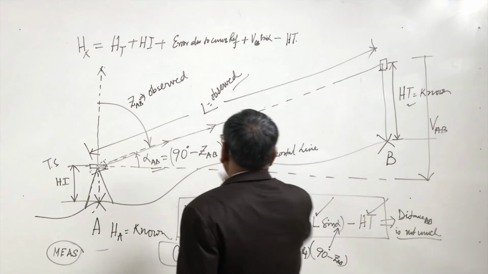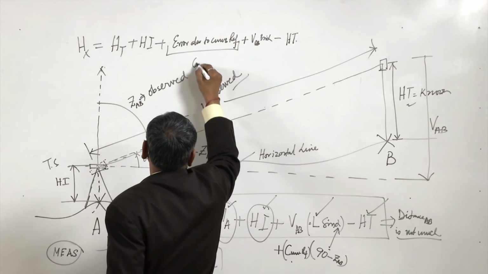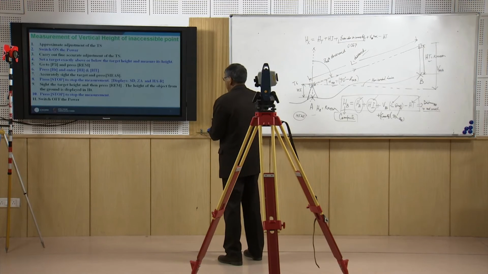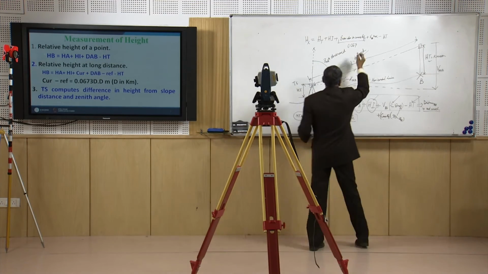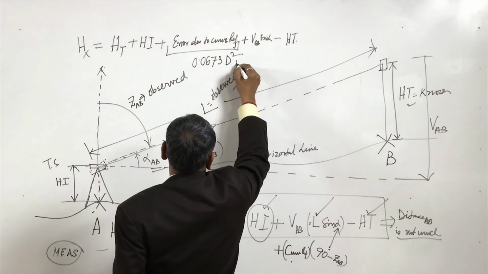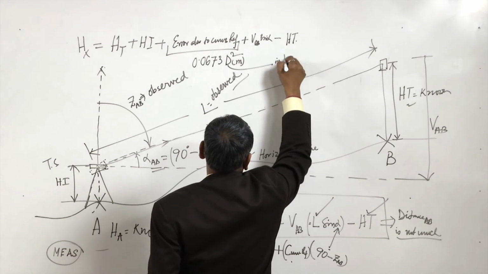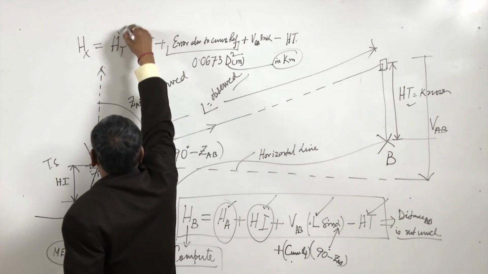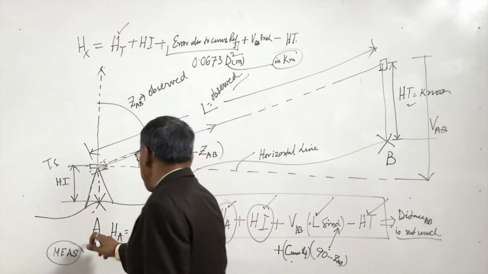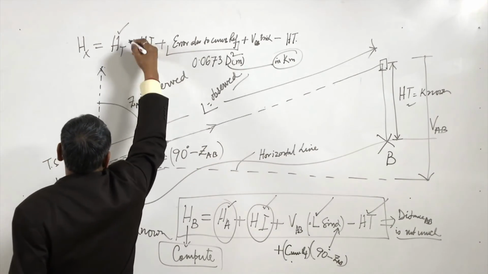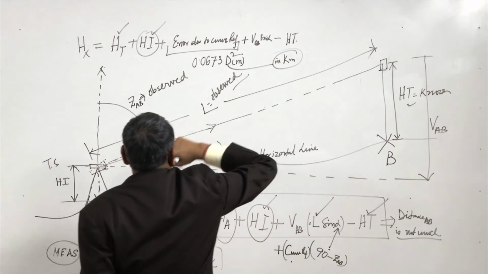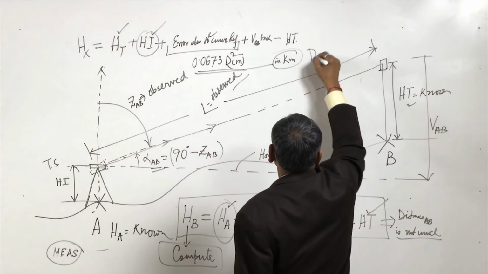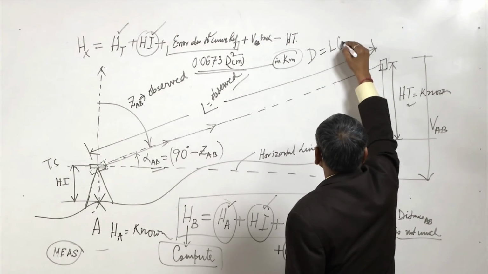So, this error due to curvature and refraction is equal to 0.067 d square in meter, where d is in kilometer, it is given here. So, this is the thing we have to mark. Now, the height of the point, like in this case the height of A is known, height of the instrument is known, and the error due to curvature we can calculate from this, where d is in kilometer, d is actually L cos alpha.